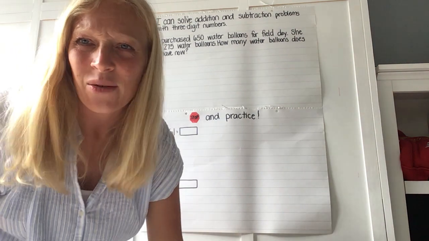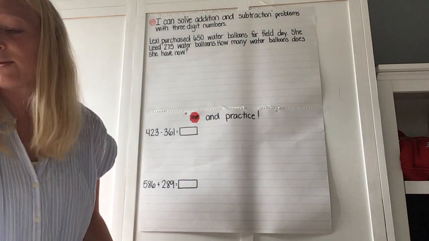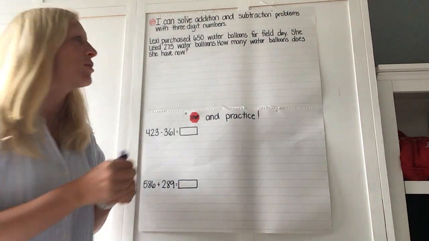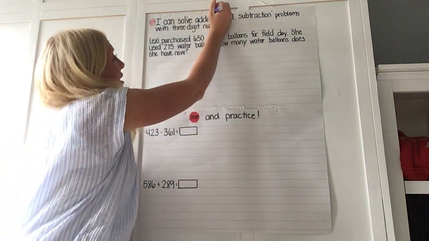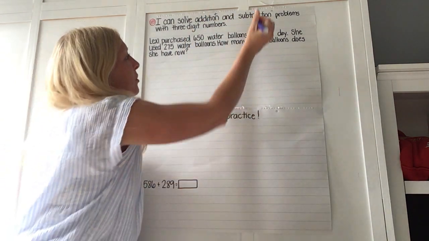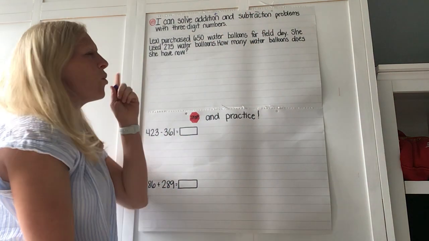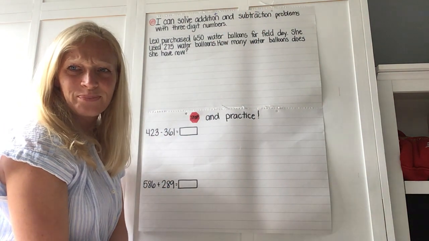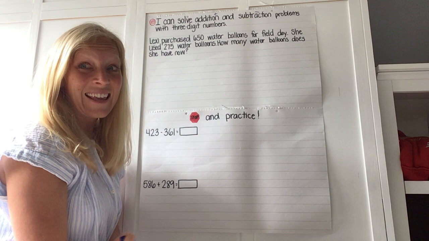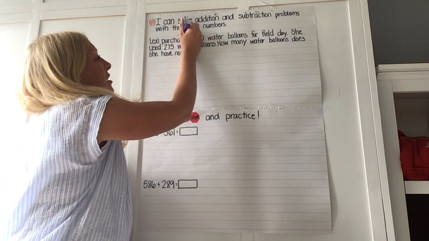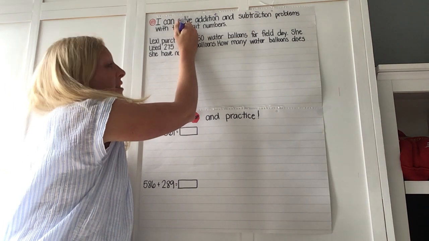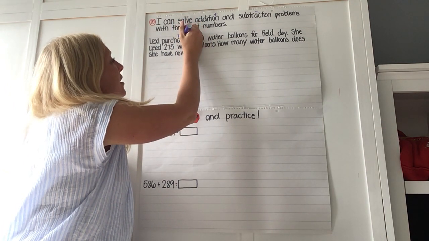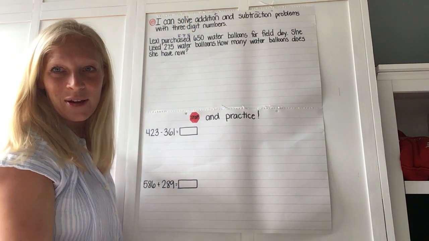What does that mean? We solve addition and subtraction problems with 3-digit numbers. Okay, so we're going to be adding 2 numbers together. We could be taking away. What is a 3-digit number? Yes, a 3-digit number is a number that has 3 digits. It has a digit in the what? The hundreds, the tens, and the ones place.